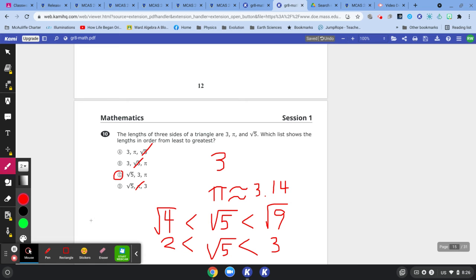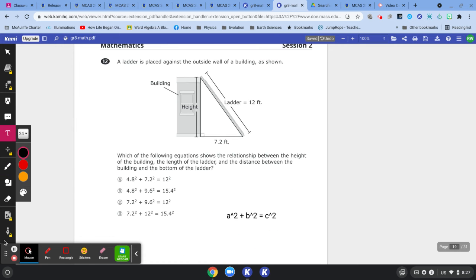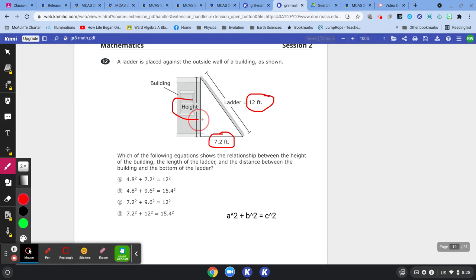All right, I hope that helped on number 10. I'm going to pause and head down to number 12. This is the Pythagorean theorem problem. Number 12 gives us a right triangle, and it gives us two side measurements. The 7.2 down here is one of the legs of our right triangle, and the 12 is the hypotenuse. So what we need to do is apply the Pythagorean theorem. We're trying to find this measurement.